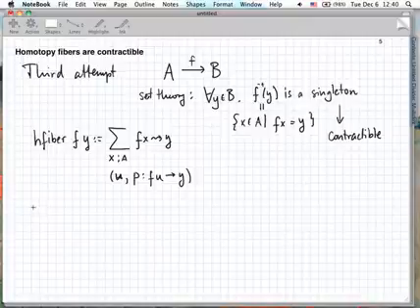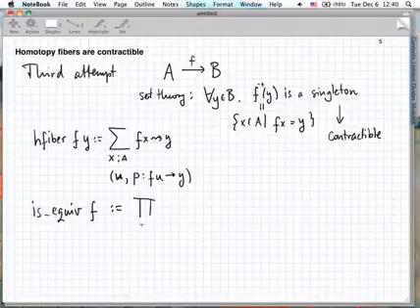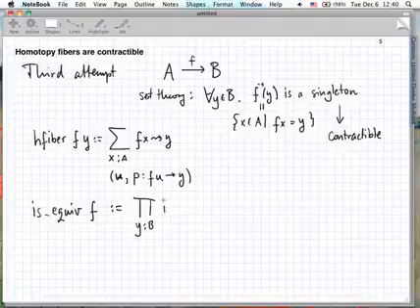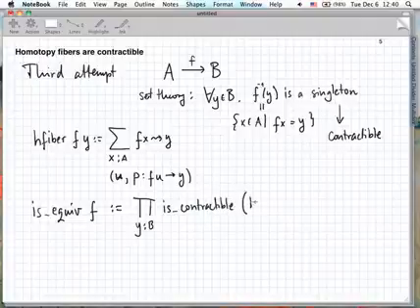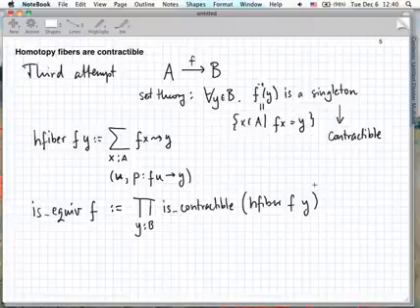Let's first write down what it means to be an equivalence. F is an equivalence means for every Y in B, pi Y in B, H fiber Fy is contractible. And that's just a way of saying inverse images are singletons, but in a topological way.